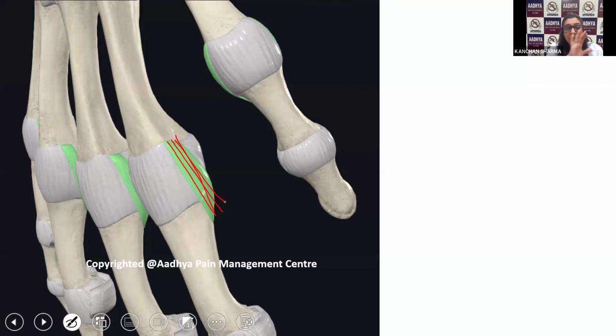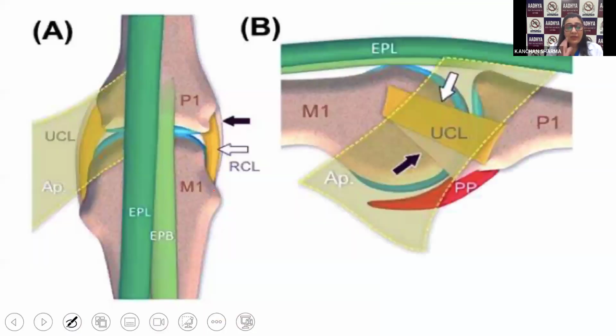So when you are examining, you need to examine all this, right? So we'll be learning the radial collateral ligament of the fingers. Then when you come to the thumb, you will have the ulnar collateral ligament of the thumb, and it is very, very important if you are practicing sports injury medicine, or seeing the injuries related to sports. If somebody is coming to you, these ligaments are very important, because they encounter all these ligamentous injuries, right?